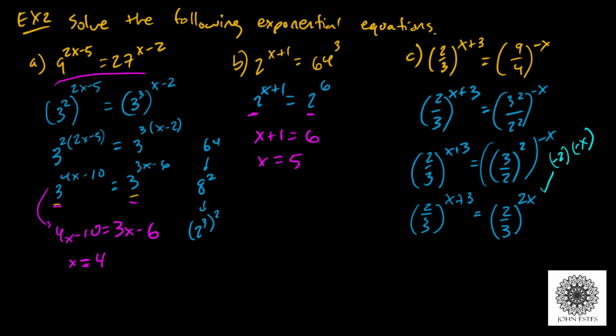From there, because I have a common base, all I need to do is consider my exponents. I can equate the exponents together. Because 2/3 to this power has to equal 2/3 to that power, so those two powers have to be the same. And this is just a simple linear equation. I can subtract x from both sides, and I end up with x equals 3. And there we have it. All right, let me show you a couple more.